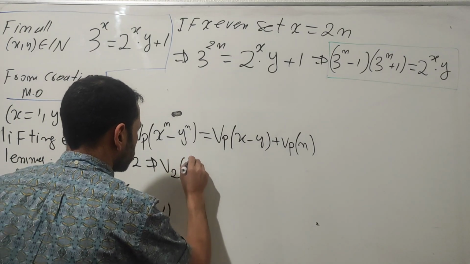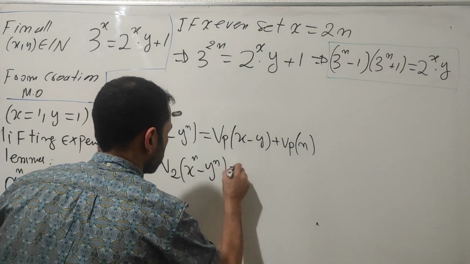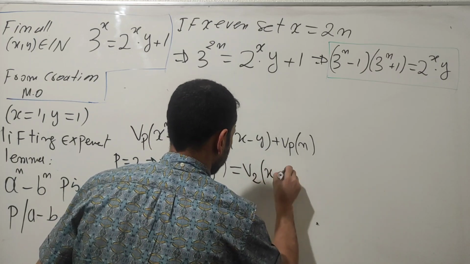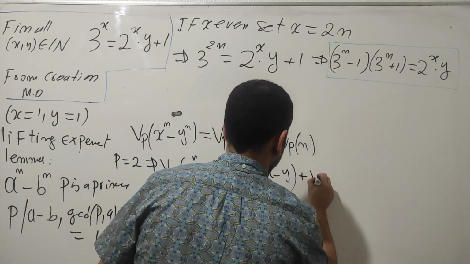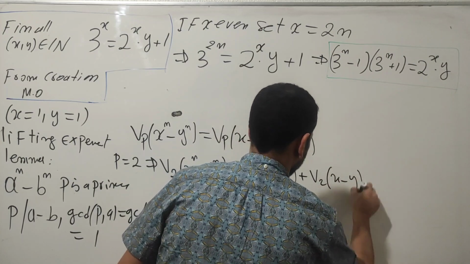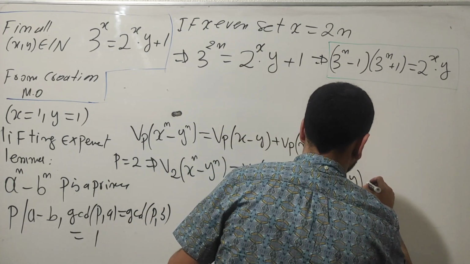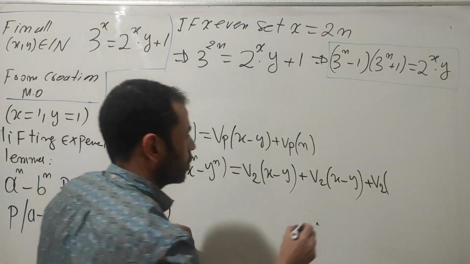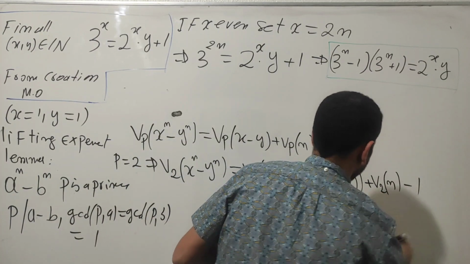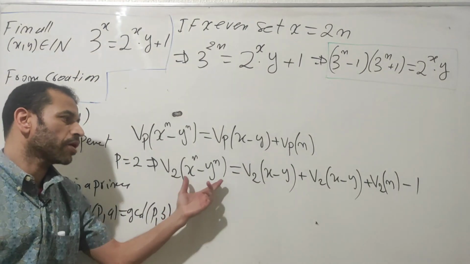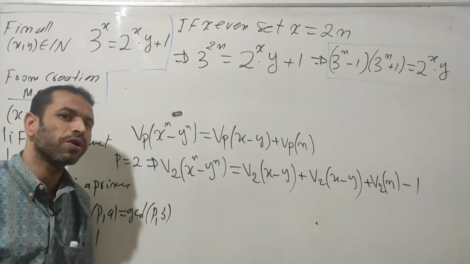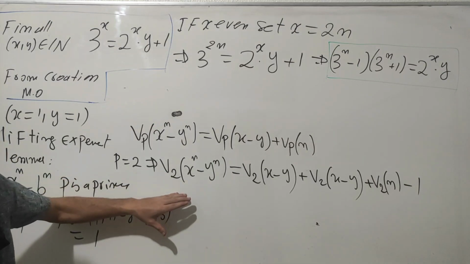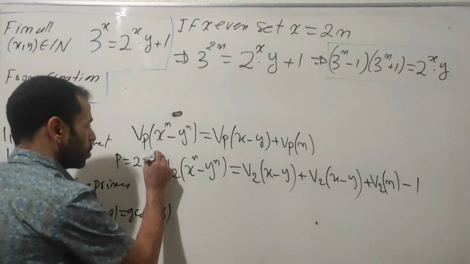v_2 of x to the n minus y to the n is going to be written in the form of v_2 of x minus y, this difference, plus the sum, plus v_2 of this exponent n as a natural number, minus 1. Okay, I'm not going to prove this one because the proof is longer, so I'm just giving you a general formula. We are going to use this one here.